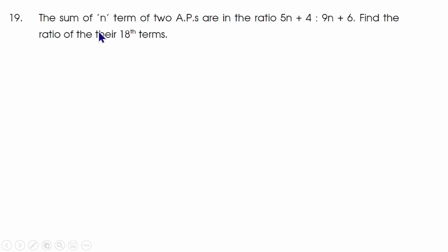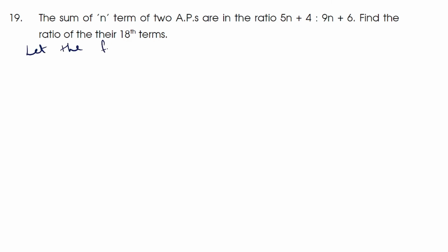The next question: the sum of n terms of two APs are in the ratio 5n plus 4 is to 9n plus 6. Find the ratio of the 18th terms. So here the sum of n terms of two arithmetic progressions are given in the ratio. You have to find the ratio of the 18th terms.